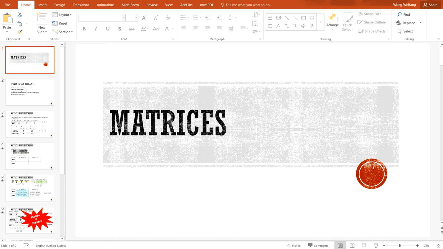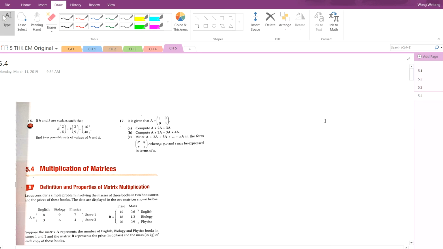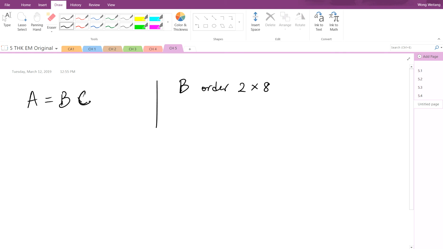I want to now show you on the screen some matrices that you can multiply and some that you cannot. Then you just tell me whether can or cannot. Okay, A equals B multiplied by C. They're all matrices, but B has order 2 by 8. And C, okay, I should write it this way.